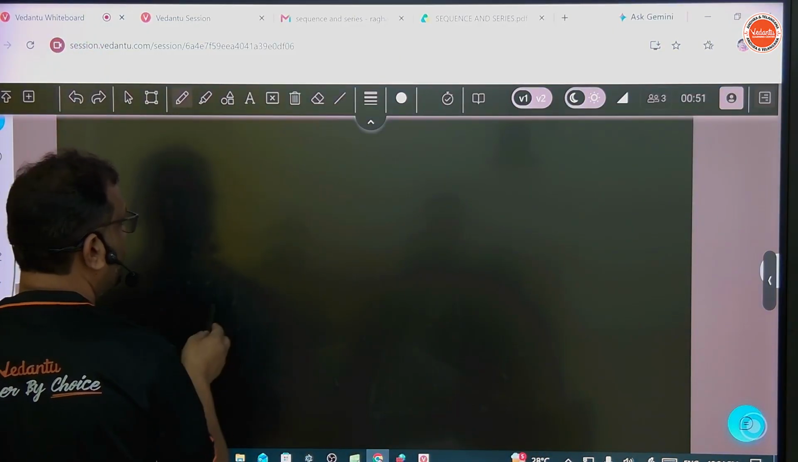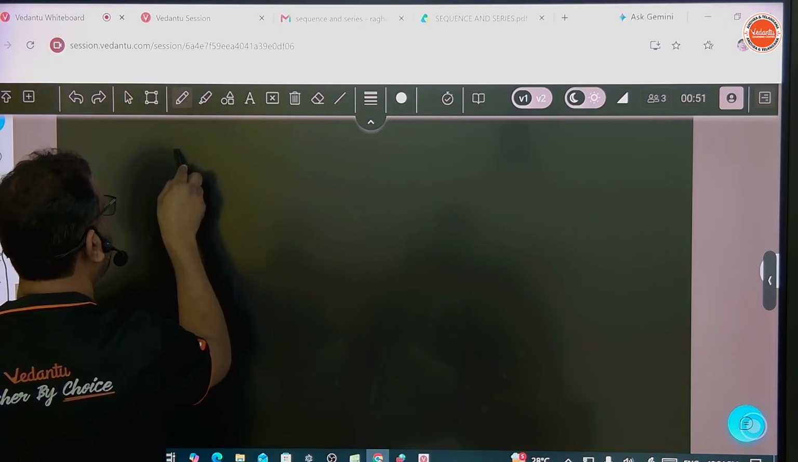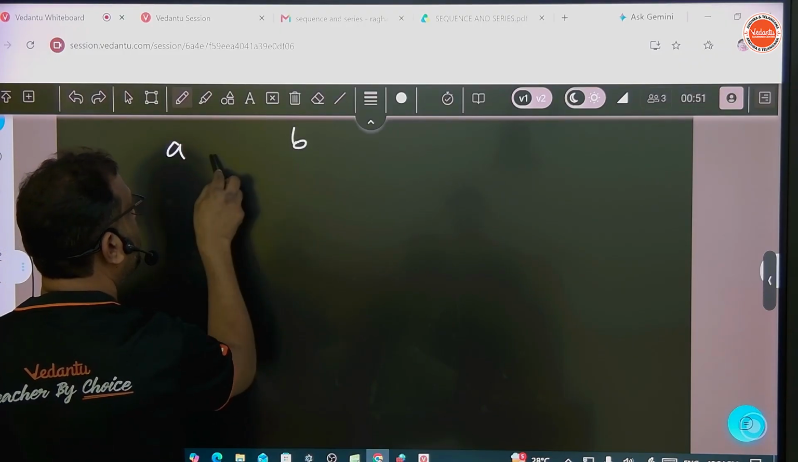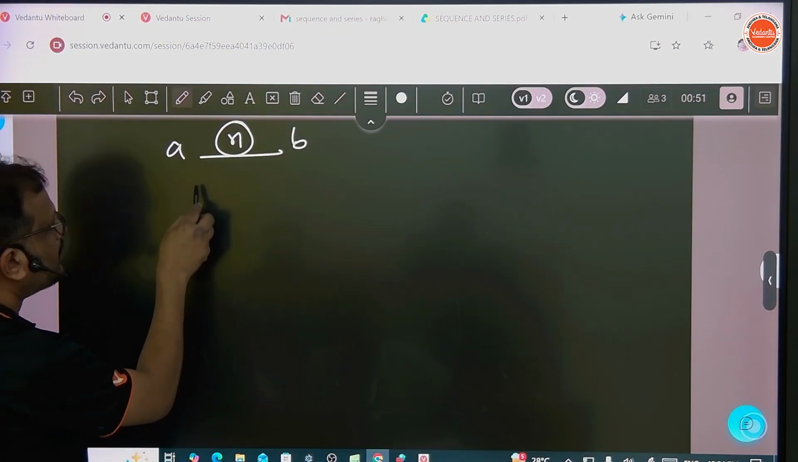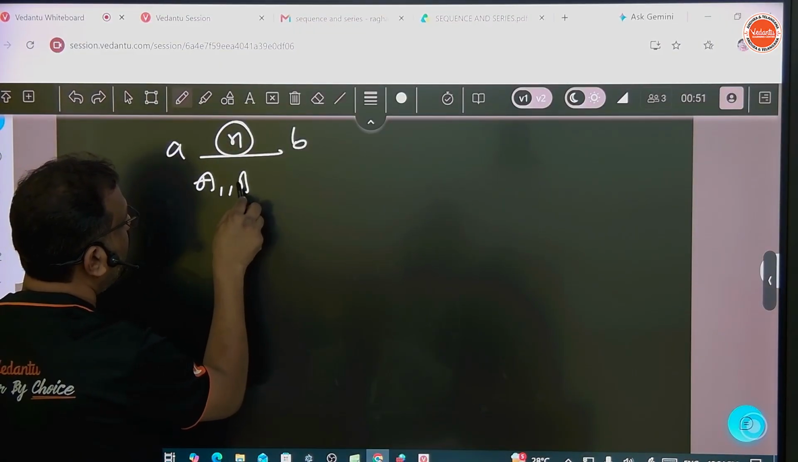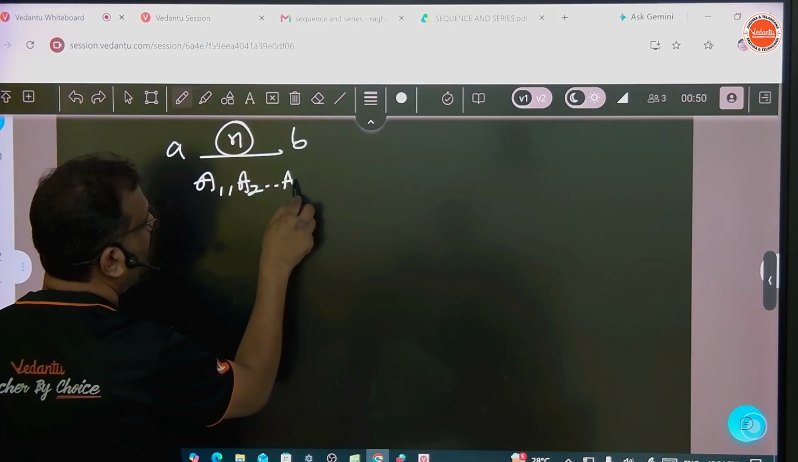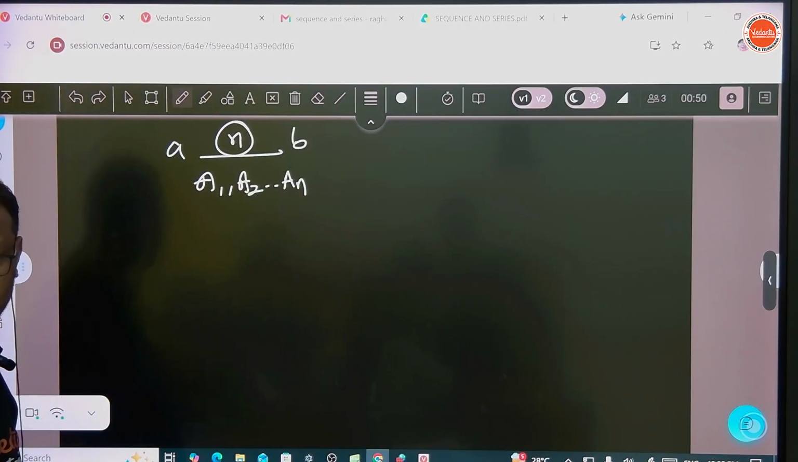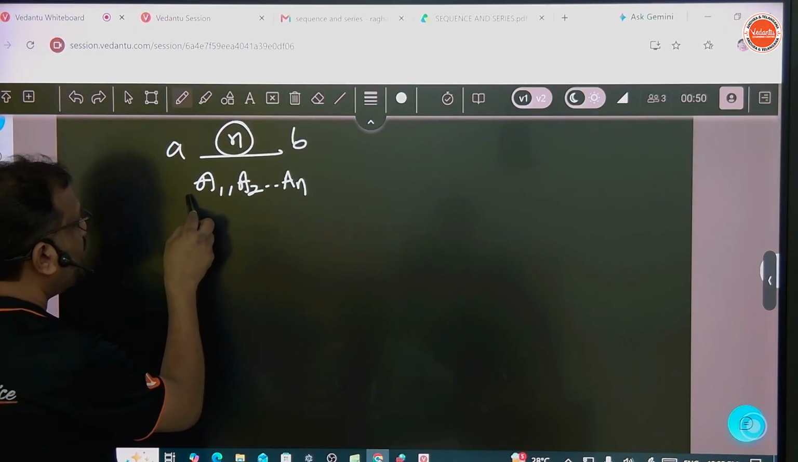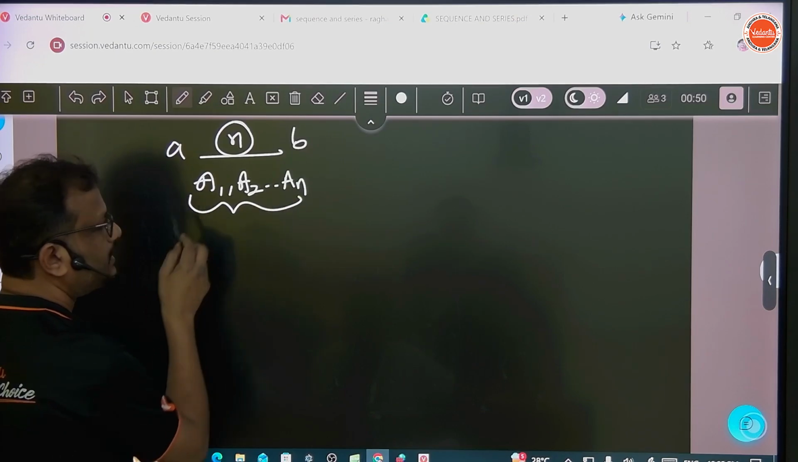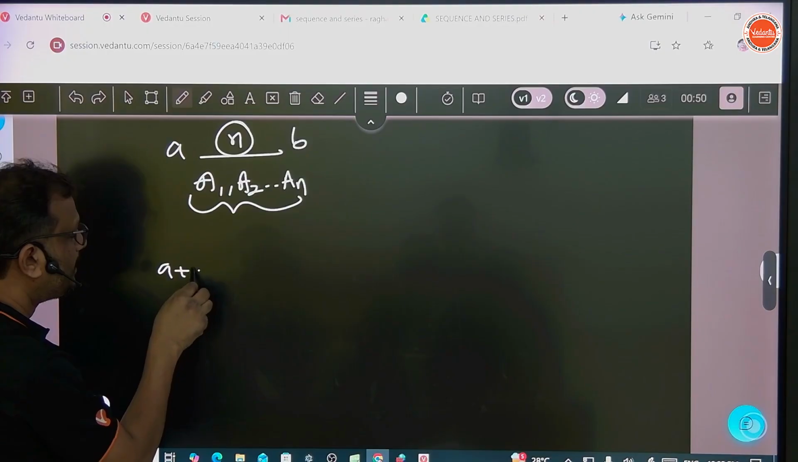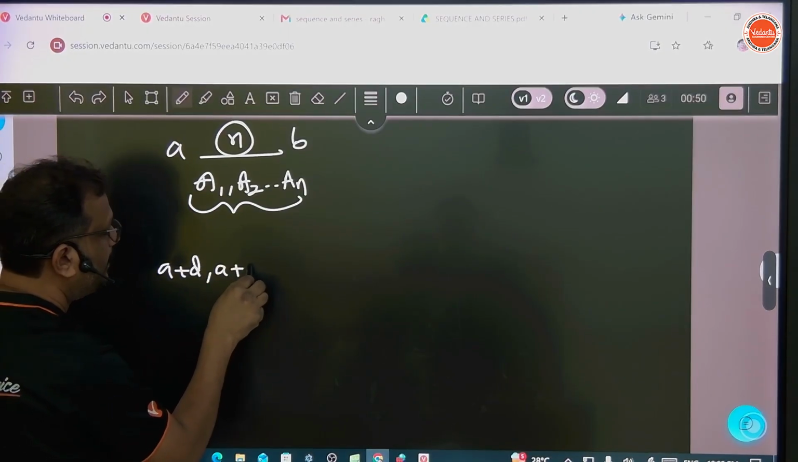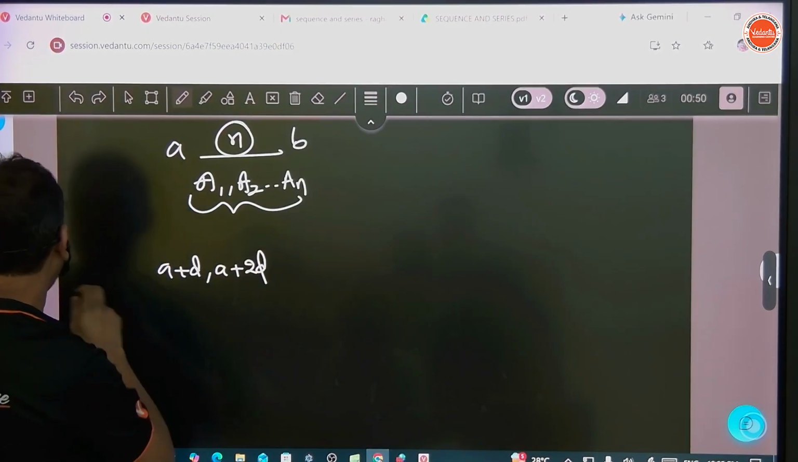So for example, A and B are the two numbers. We are inserting n numbers between them. Those numbers are A1, A2, and so on, up to An. So what will be these numbers? First number is A plus D. Second number is A plus 2D. And we are adding those numbers.